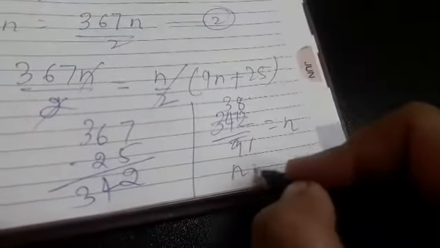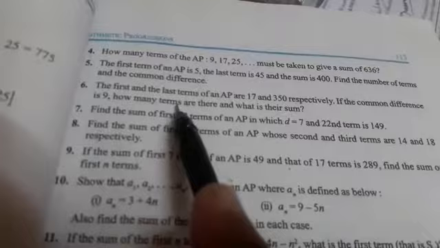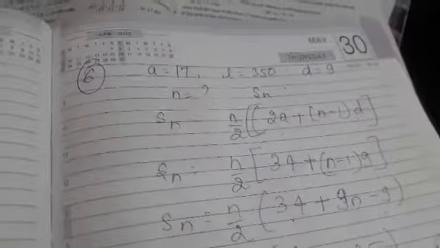So the answer for n is 38. What else do we want, children? Once we have got n, we can find the sum. You know the formula: Sn is equal to n by 2 into (a plus l). Substitute the values and you will get the answer.